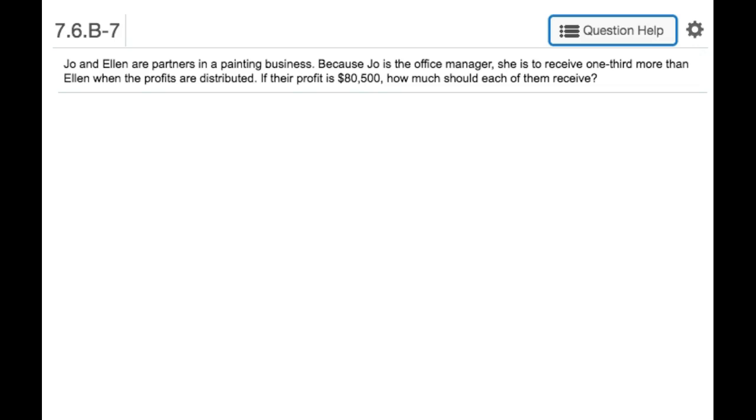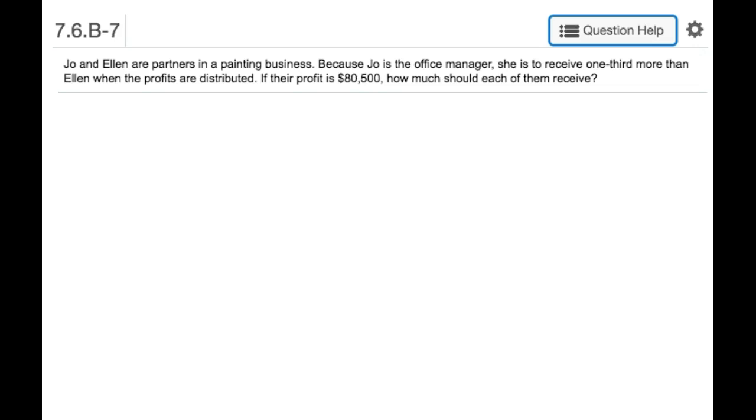This is question 7.6.B-7. It says Joe and Ellen are partners in a painting business. Because Joe is the office manager, she is to receive 1/3 more than Ellen when the profits are distributed. If their profit is $80,500, how much should each of them receive?